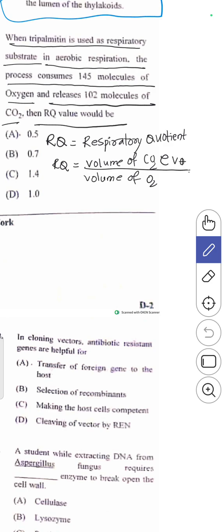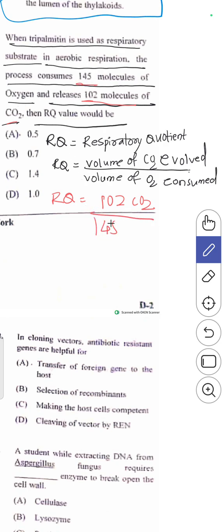CO2 evolved to the CO2 consumed. So in this question they have given a volume. So RQ equals the volume of CO2 evolved, that is 1 or 2 molecules of CO2 evolved, divided by 145 molecules of O2 consumed. So RQ value will be what? Calculate this one. So you will obtain 0.7.